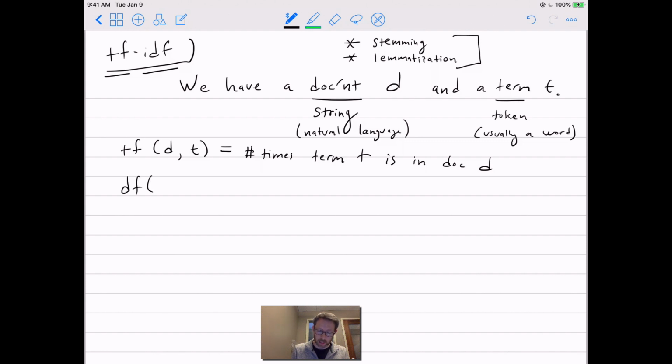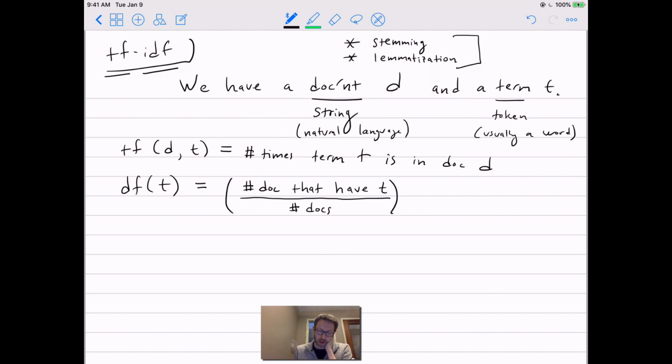The document frequency doesn't depend on a document. Document frequency only depends on a word, and there are different ways of defining this. Again, this is one of these areas where things are a little inconsistent. But basically what we'll do is look at the number of documents that have term T in it, and then divide that by the total number of documents. So it's going to be a number between 0 and 1.